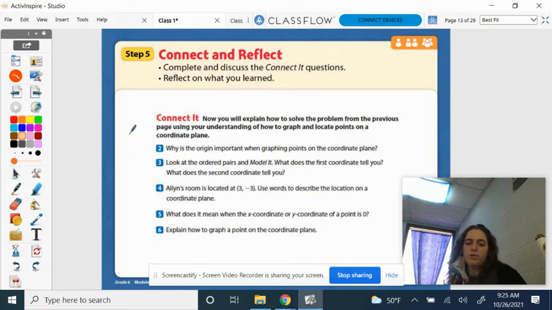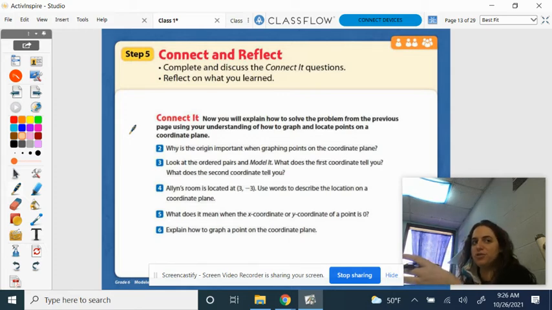Okay, why is the origin important when graphing points on the coordinate plane, Taylor? Exactly, the origin's where you start. I don't know if it was this class or my other classes, but I always say that the origin kind of looks like the word original. So something that's the original of something is always the starting one for it.